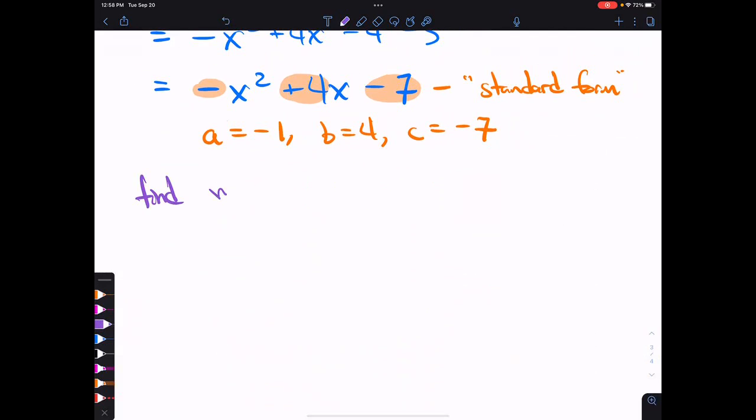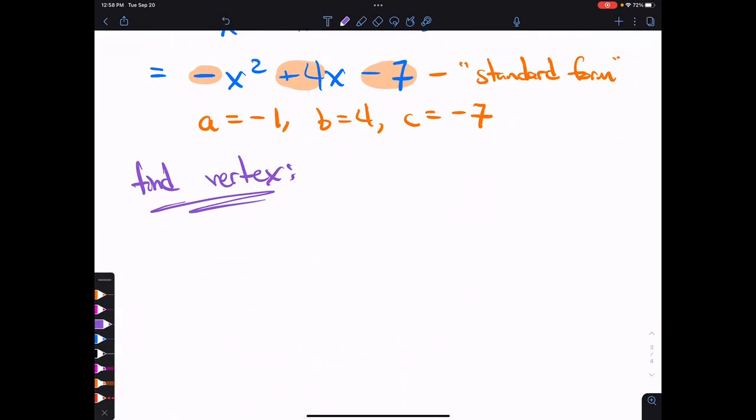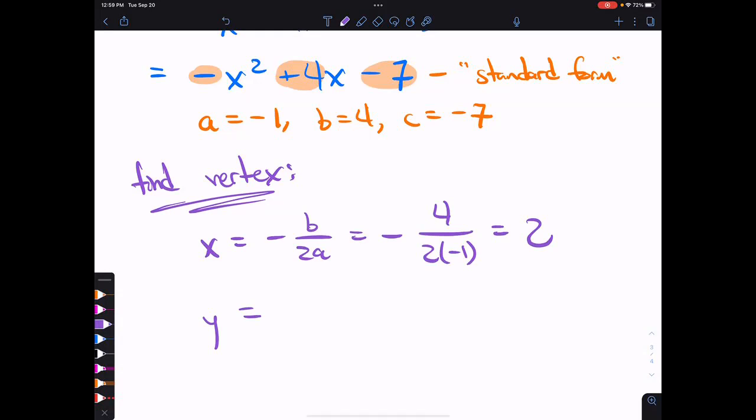Find the vertex. So if I'm going to find the vertex from that standard form, what I know is that x is the opposite of b over 2a. So if I take b, which is 4, and a, which is -1, and set that up, negatives cancel, 4 over 2 is 2. So the x coordinate of the vertex is 2. Okay, that tells me where it happens. Now I want it as a point. So I just plug 2 into the function.